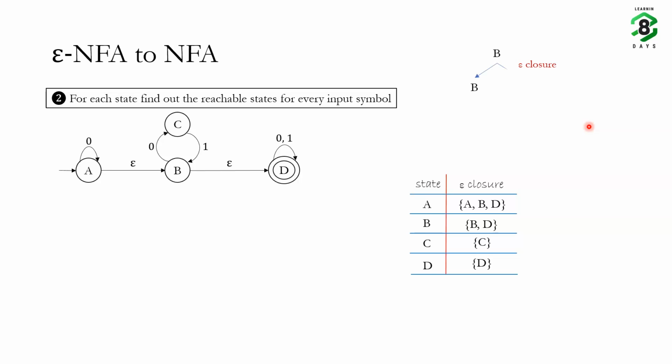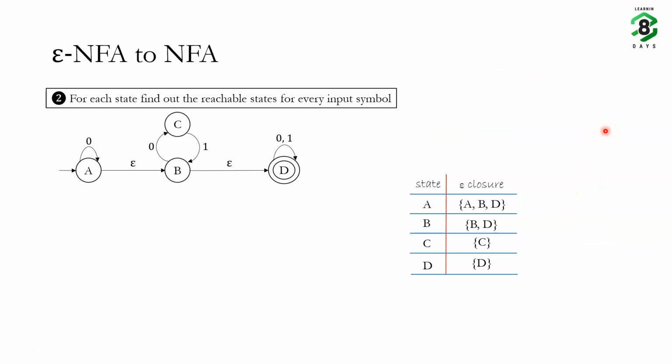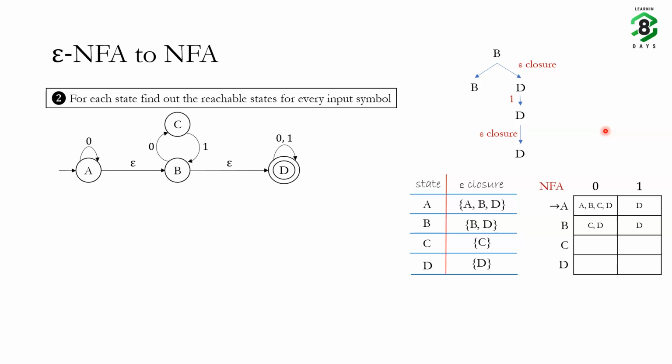From state B the Epsilon closure is states B and D. From state B the input symbol 0 takes us to state C, and from state D the input symbol 0 takes us to state D. So the Epsilon closures of these two states are states C and D. So on state B with input symbol 0 we can transition to states C and D. Again from B the Epsilon closure takes us to B and D, and from D the input symbol 1 takes us to state D. From B there is no transition on input symbol 1, and the Epsilon closure of state D is state D itself. So basically on state B with input symbol 1 we can go to state D.